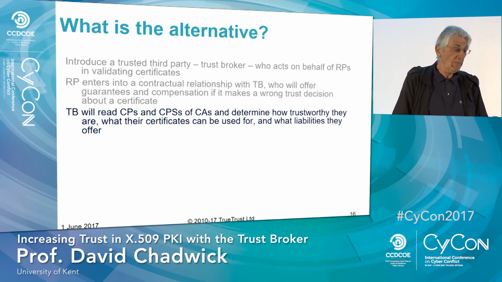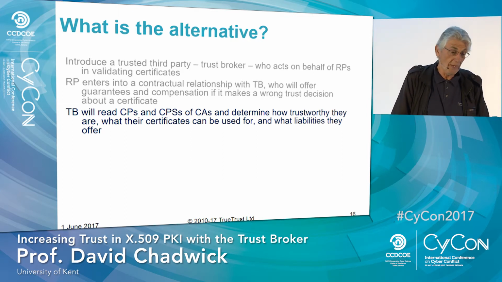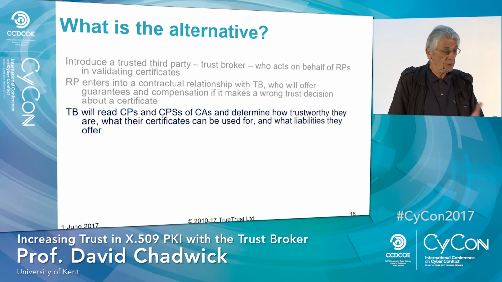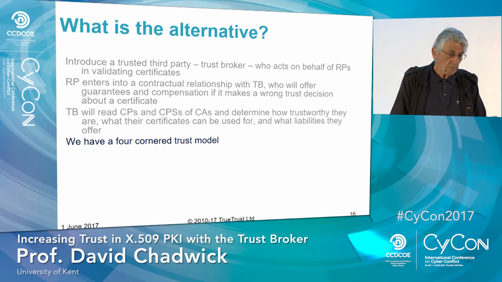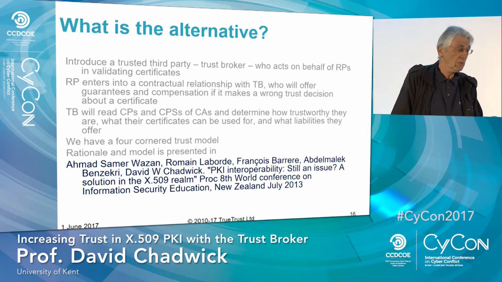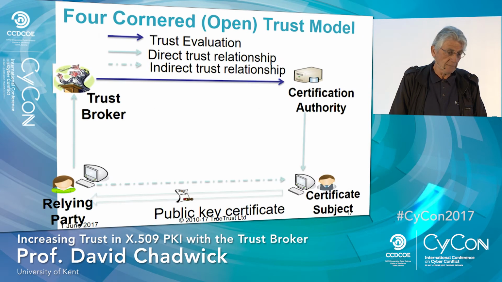The trust broker on our behalf will read all these 600 and odd certificate practice statements, and they will determine on our behalf how trustworthy all these certificate authorities are out there, and they will tell us when we ask them. And not only that, they will use crowdsourcing, which I'll show you in our implementation. That's not specified in the standard, but it's something we've built into our implementation, to help them determine how trustworthy these CAs are. And then we have a four-cornered trust model. And the rationale for the model, we presented in a paper back in 2013, if you want to understand why the model was created.